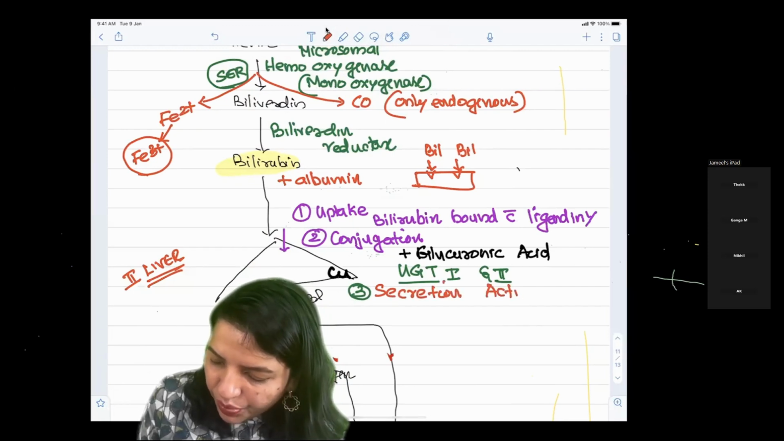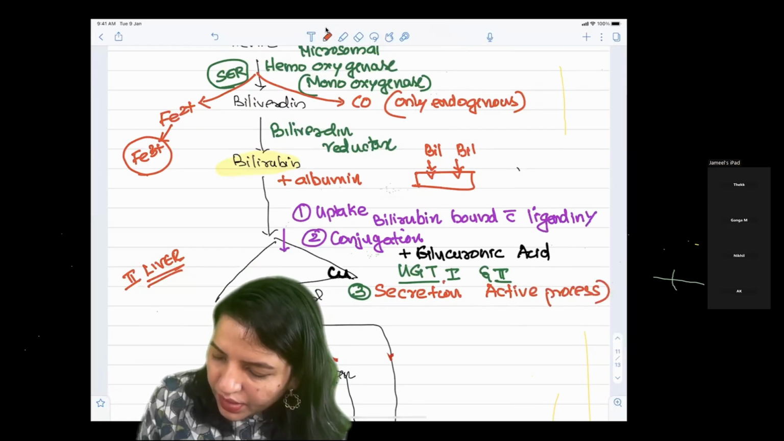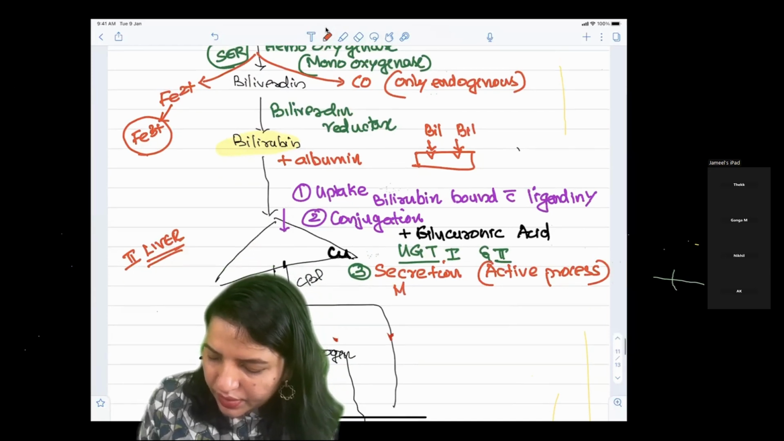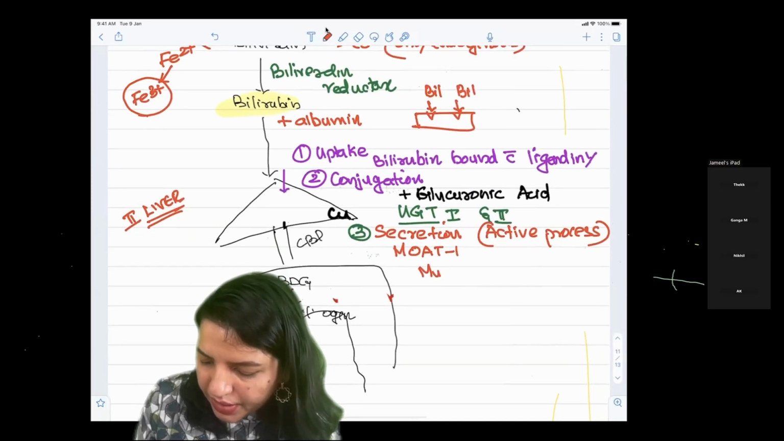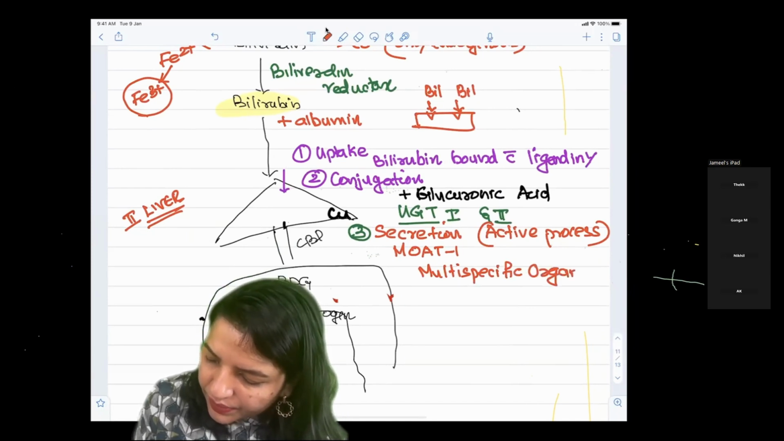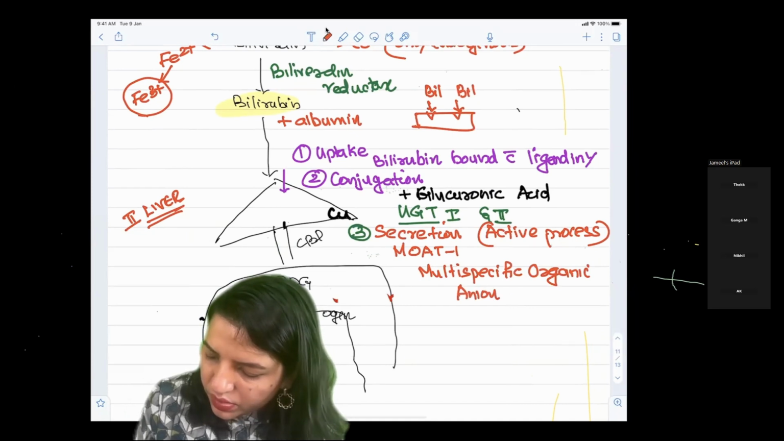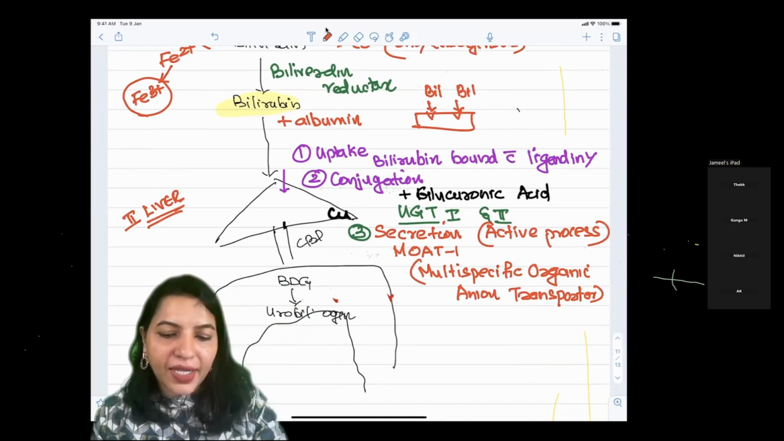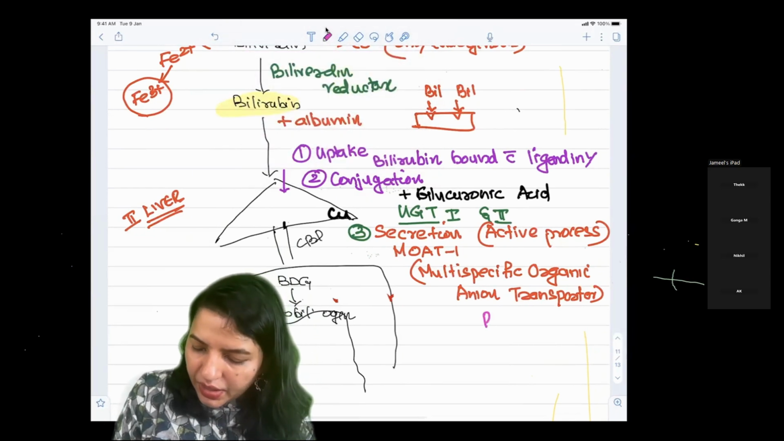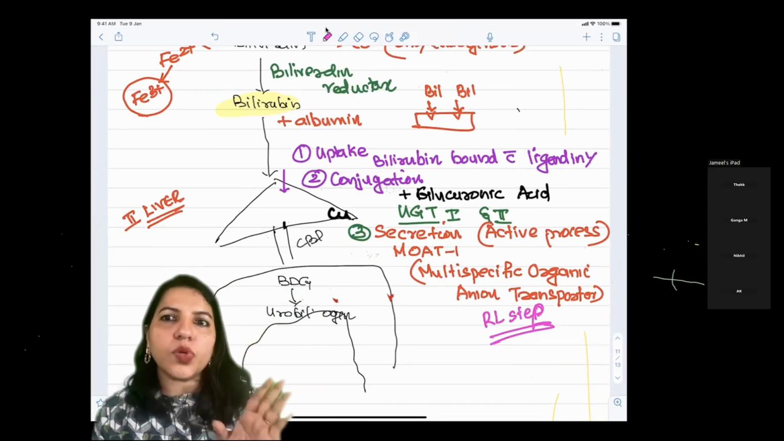It is an active process which requires some proteins called MOAT1. What is MOAT1? Multi-specific organic anion transporter. So it is an active process using this transporter protein. That is the rate limiting step of the entire heme catabolic process. This is the rate limiting step, secretion of conjugated bilirubin. So this is what happens inside the liver.